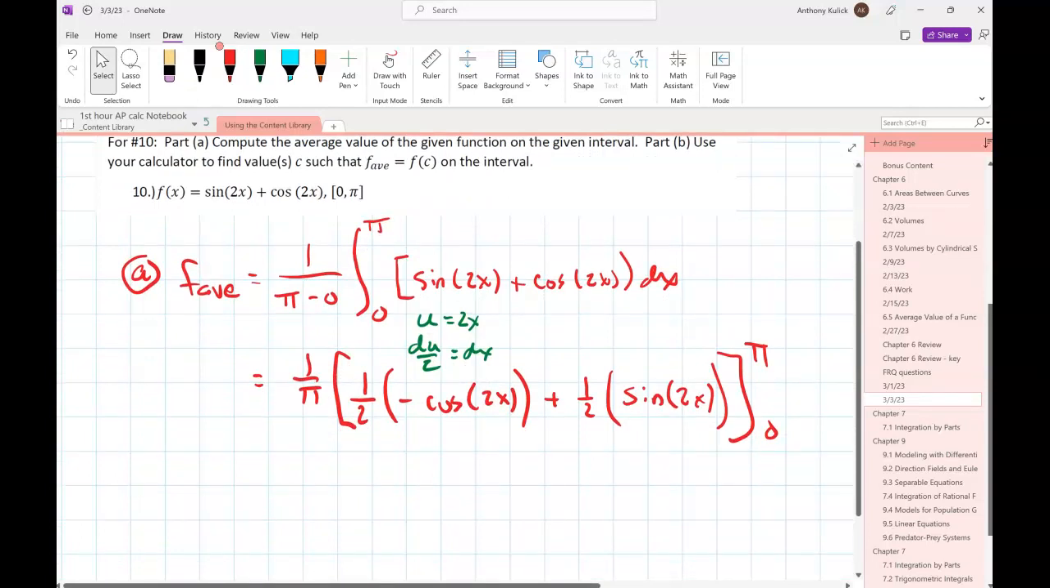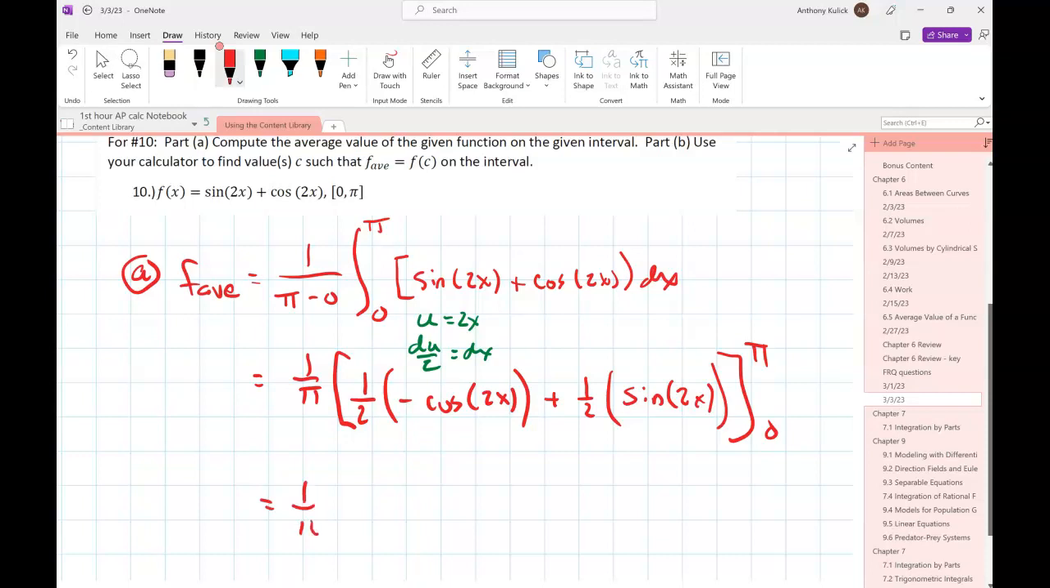So far, so good? Okay. So cosine of 2 pi is 1, right? So negative 1. Sine of 2 pi is 0.